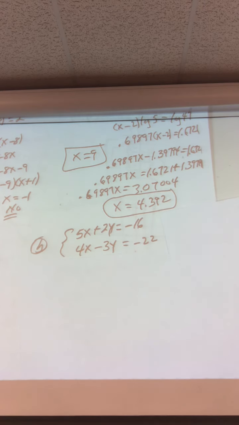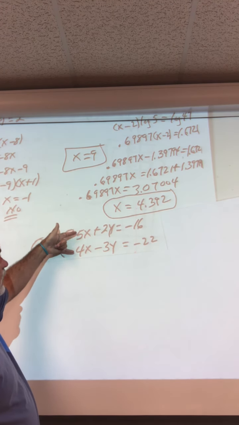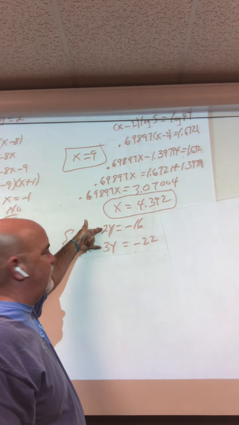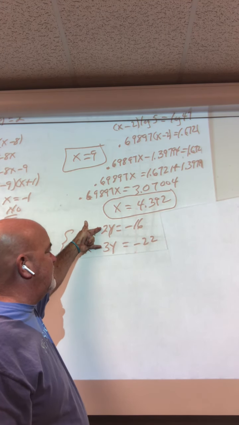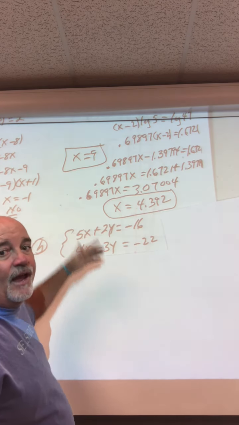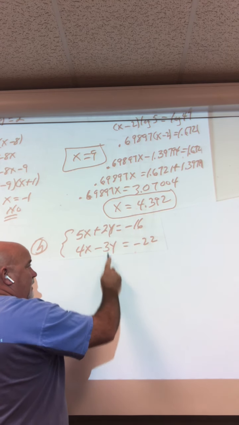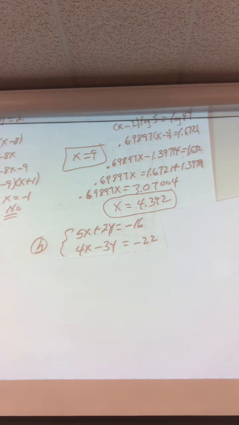Okay, this next one, elimination method. Well, you got to choose what you want to eliminate first, the x's or the y's. If you eliminate the x's, 5 and 4 get both of these to be 20. If you eliminate the y's, 2 and 3 get both of these to be 6's. But remember, not only do I need these to be 6s, I need them to be opposite in sign. They already are. So to get this to be a 6, I got to multiply by 3. To get this to be a 6, I got to multiply by 2.